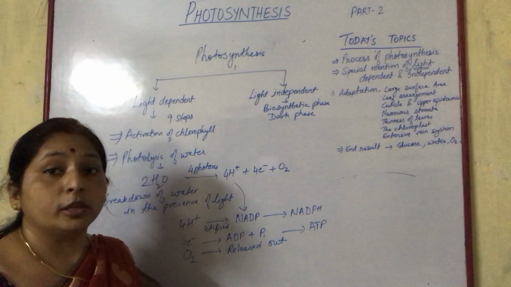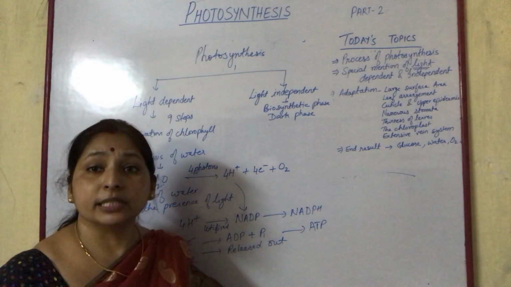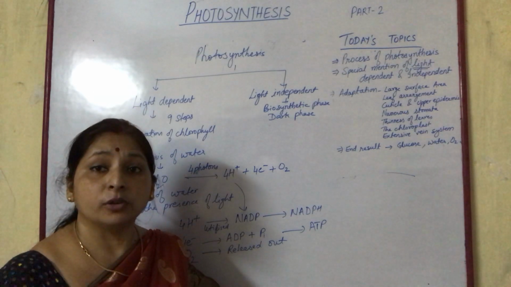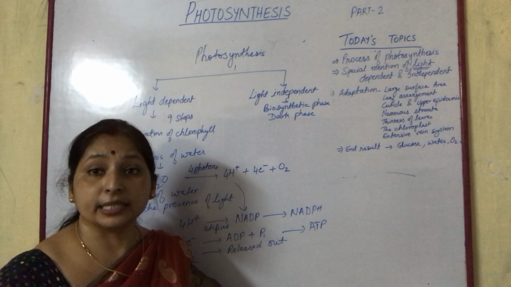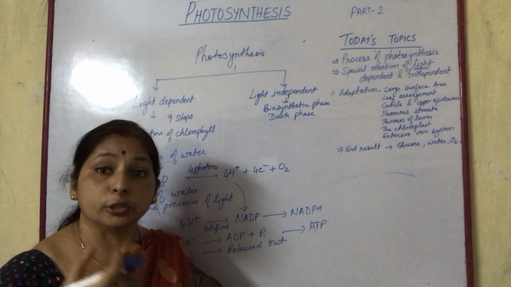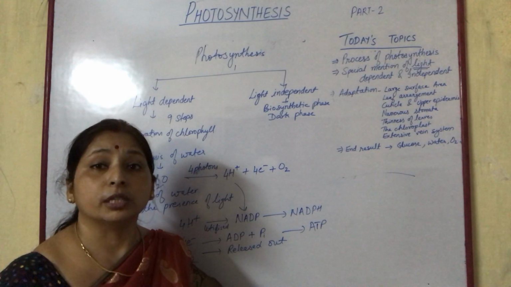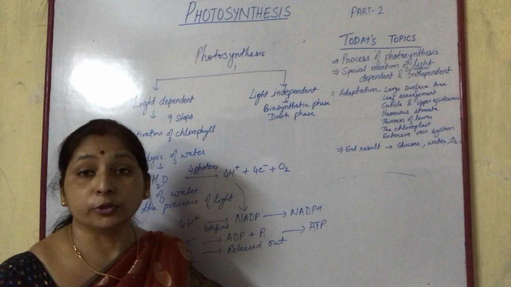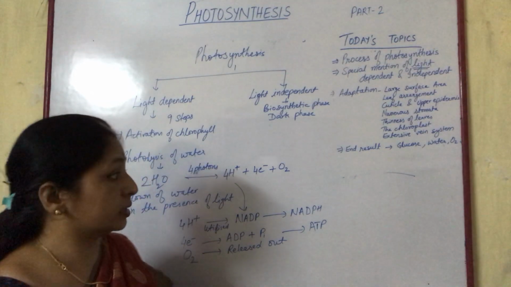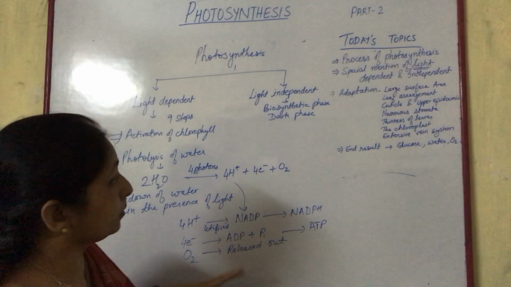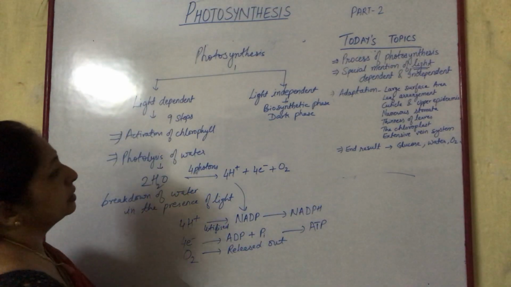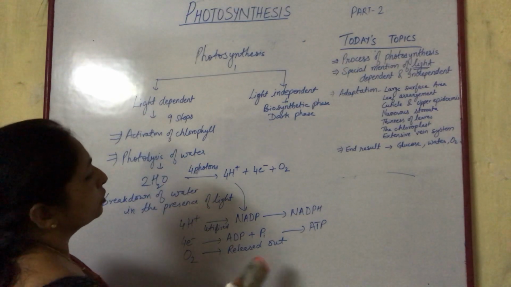Some of this oxygen is utilized by the plant for respiration. The excess amount, which is not used by the plant, is released into the atmosphere to be utilized by other organisms. Then next is the light independent phase, which is the biosynthetic phase or the dark phase.